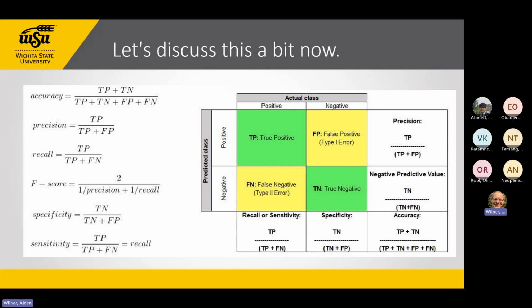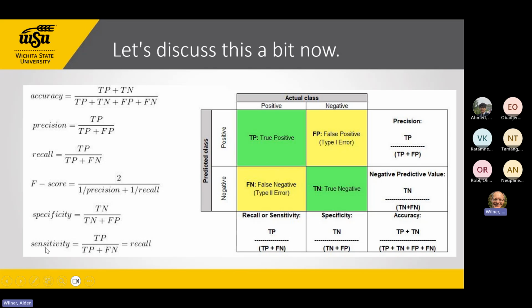If you have a test, does this person have COVID? Yes or no? The test always says yes. It will never, ever fail to find someone who has COVID. It will tell everybody that doesn't have it that they have it, right? So that's why you want to look at precision and recall.